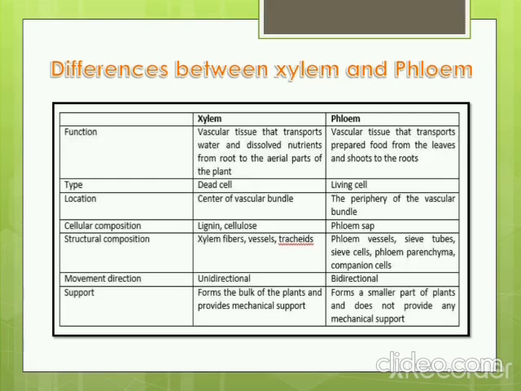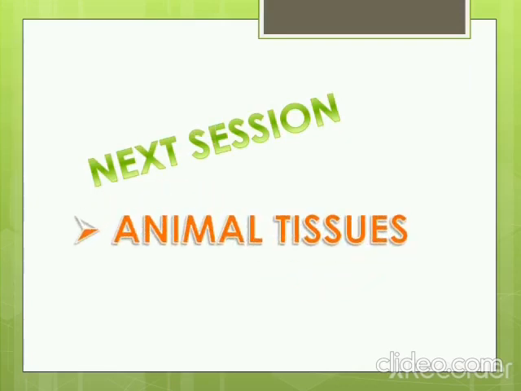Unidirectional movement is seen in xylem, bidirectional movement is seen in phloem. The main supportive function is done by xylem, but the supportive function is not seen that much in phloem. That's it, students. We have finished the plant tissues and their types, and in the next session we will go on with the animal tissues. I hope you have enjoyed and understood the concept. Thank you.